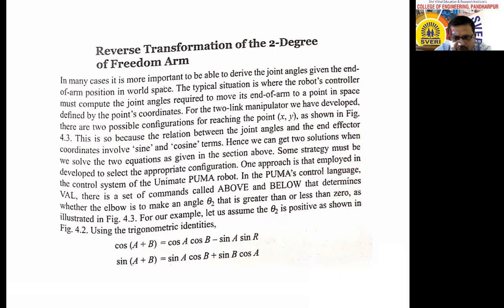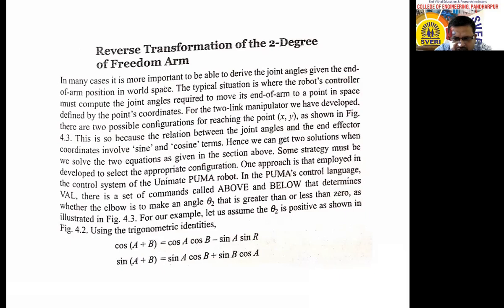For the two-link manipulator we have developed, there are two possible configurations for reaching the point xy as shown in figure 4.3. This is so because the relation between the joint angles and the end arm and the end effector coordinates involve sine and cosine terms. Hence, we can get two solutions when we solve the two equations as given in the section above. Some strategy must be developed to select the appropriate configuration.